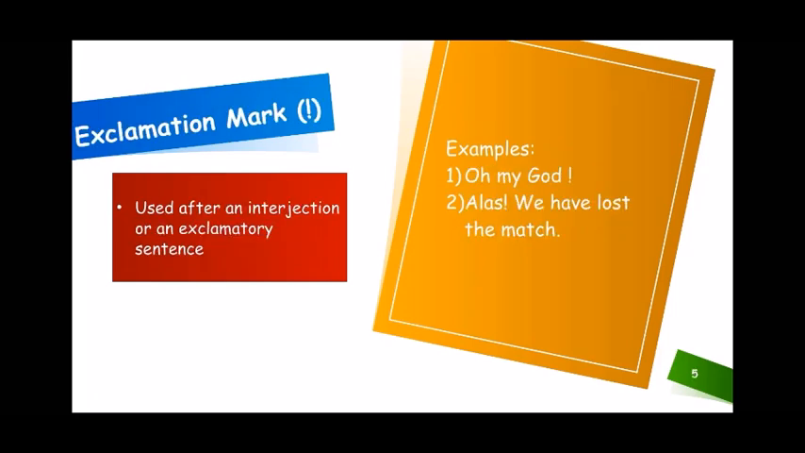Exclamation mark. It is used for an interjection or an exclamatory sentence. What is an exclamatory sentence? These are sentences that express some kind of feelings or emotions. Look at the examples which are given. Oh my God! Exclamation mark. It shows some kind of feeling or emotion. Alas! And an exclamation mark. Alas shows sorrow. So here again we are showing some emotion. Alas, we have lost the match. So here it is an interjection where we have used an exclamation mark.